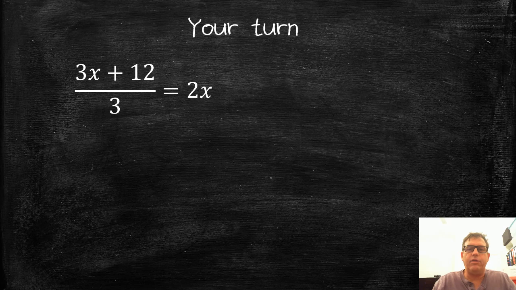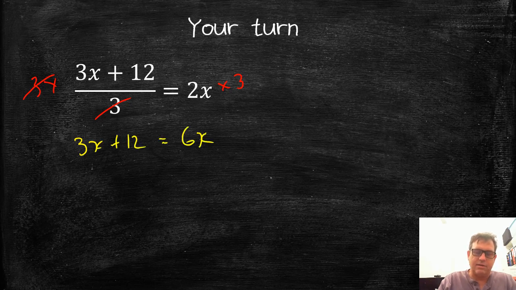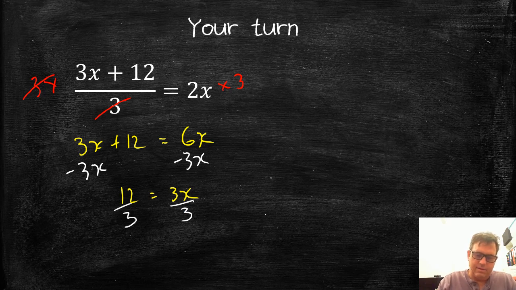Okay, pause the video and you give this one a go. Okay, hopefully we got rid of the fraction first. We need to get our x's together, but we need to get rid of the fraction first. So I do that, and I get 3x plus 12 on the left equals 6x on the right. Need to get my x's together. Which one am I going to move? Yes, the smaller one. We got it now. Minus 3x. So 12 equals 3x. Divide by 3. And x equals 4.